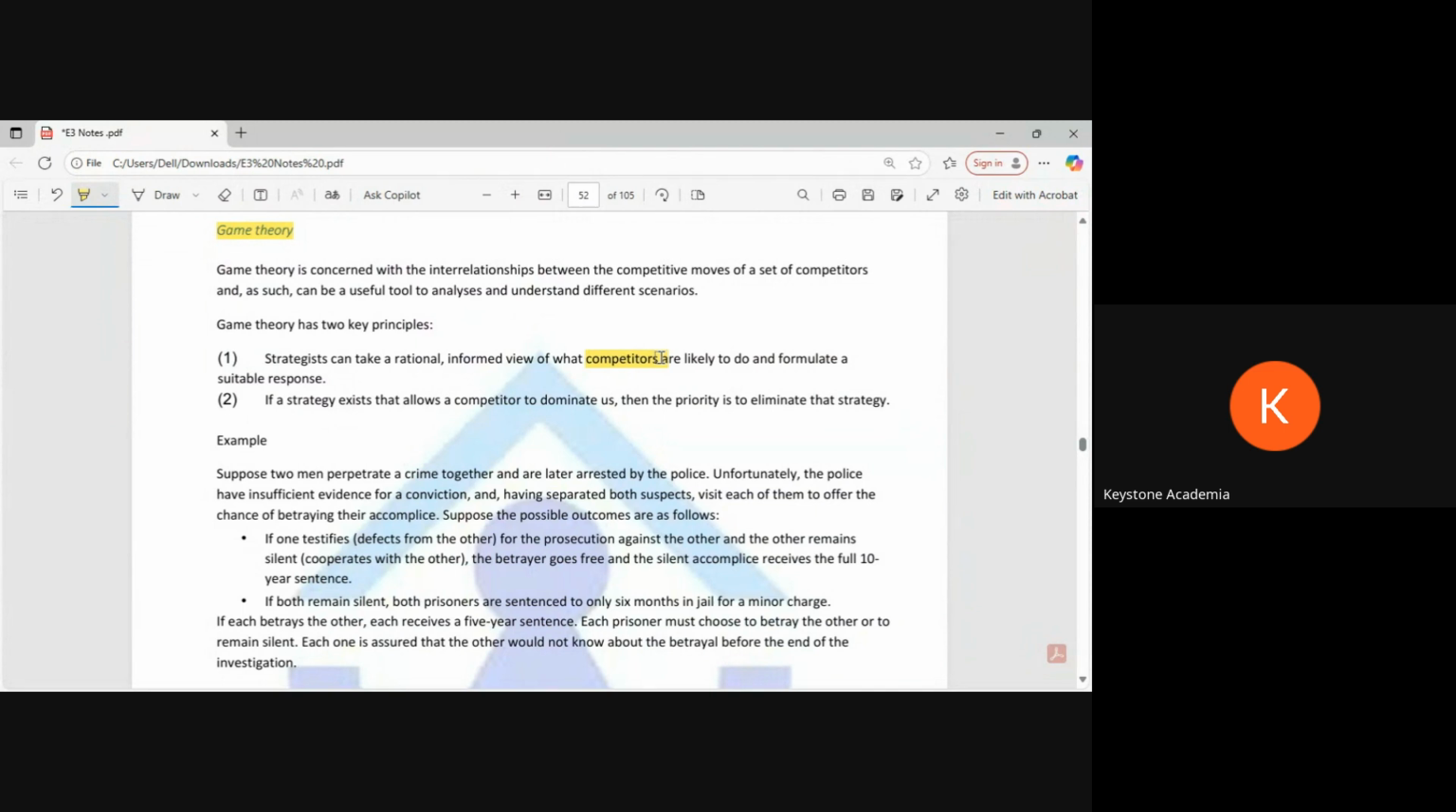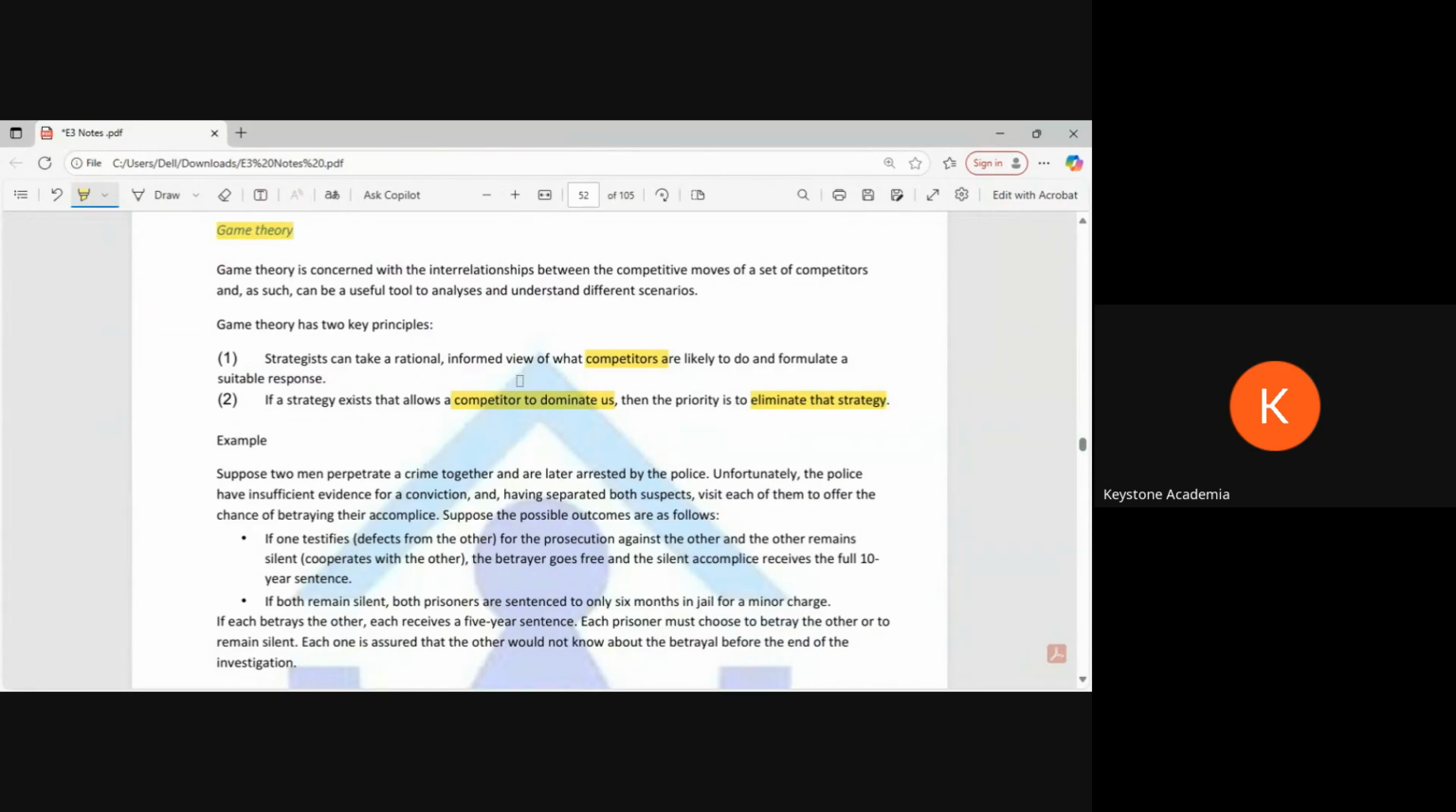Let's say we reduce our prices, the competitor will also reduce the price. So we are not gaining anything. Only the customer will win. Both of us will lose. So if we have a good idea about what the competitor will respond, it will be easy for us to select a strategy. If a strategy exists that allows a competitor to dominate us, then the priority is to eliminate that strategy.